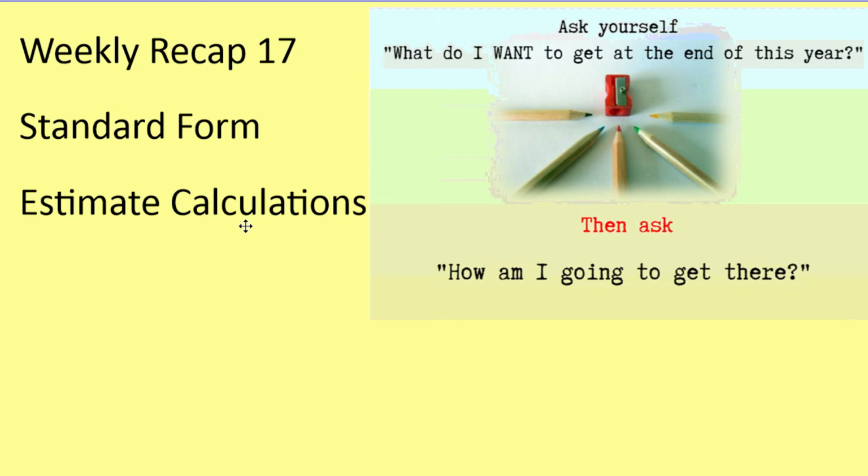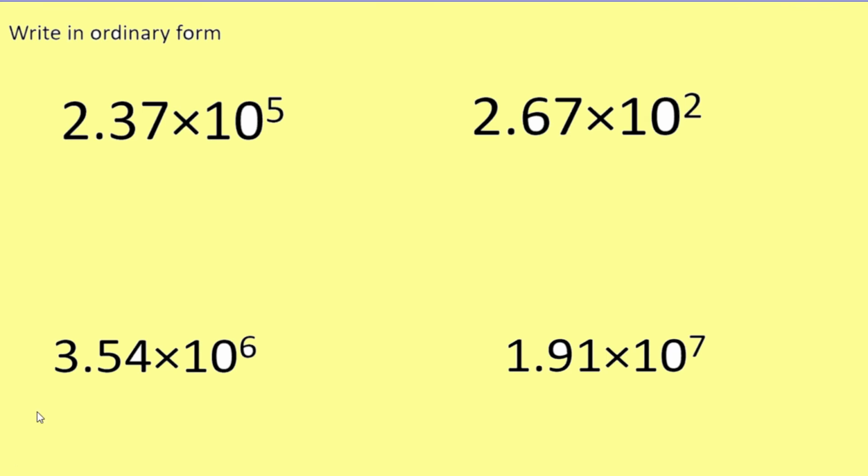Okay, so we're looking at standard form and estimating calculations today. So without further ado, let's get on with it. Okay, ordinary form. So a few questions about ordinary form. Ordinary form just means a number that is not standard form. So any number you can probably think of is probably in ordinary form. Standard form is written like this. So it's always a decimal at the beginning or a whole number. Then we have times 10 and then a power of 10 after that.